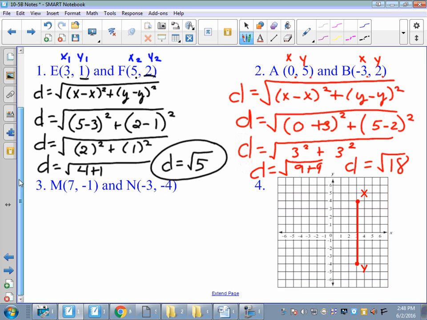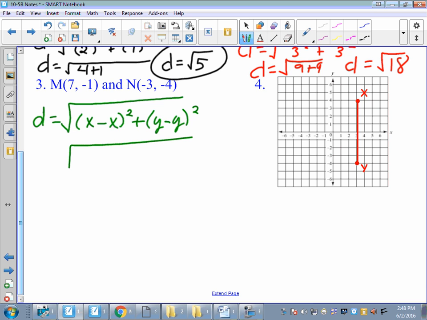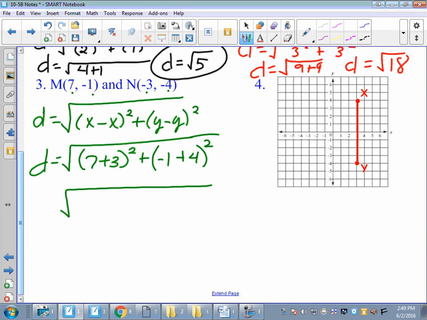Number 3, one more time here. We use a distance formula. The distance is equal to the square root of x minus x squared plus y minus y squared. The distance d is equal to, I have my x value 7 and negative 3, so I'm going to do 7 minus a negative 3 becomes plus. And then I have negative 1 and negative 4. I want to subtract the larger negative. Negative 1 minus a negative 4 becomes plus 4, and that makes it positive. Again, it doesn't really matter because we're squaring, and so our signs will not matter.